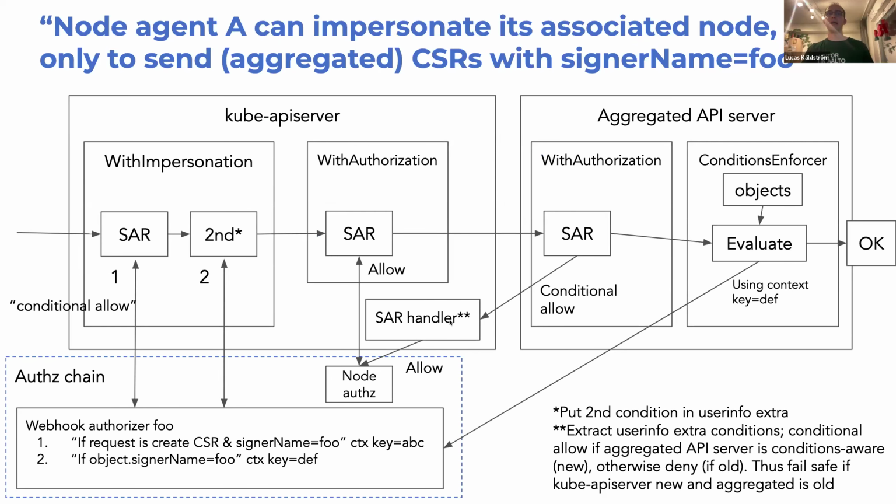So yeah, if it's old, then this SAR handler sees that it's a conditional allow, but that this client didn't ask for conditions, so then it falls to deny. This shows what happens if it's new. But if it's old, then you're suggesting that the impersonation that was conditionally allowed would output a differently shaped user, so it would be legible to later things that this was a conditional impersonation. Right, so in a user info extra field. Yeah.